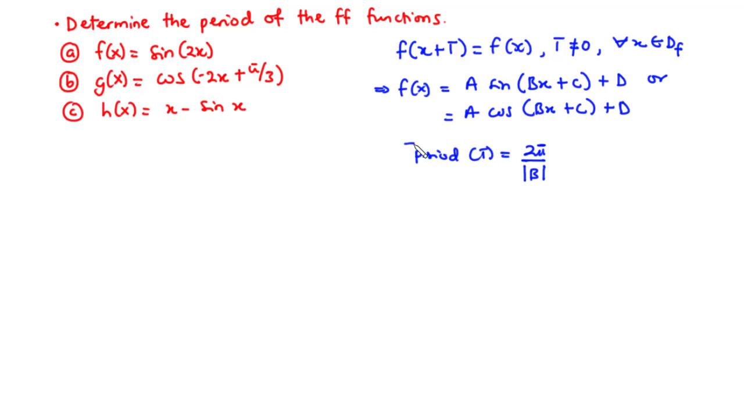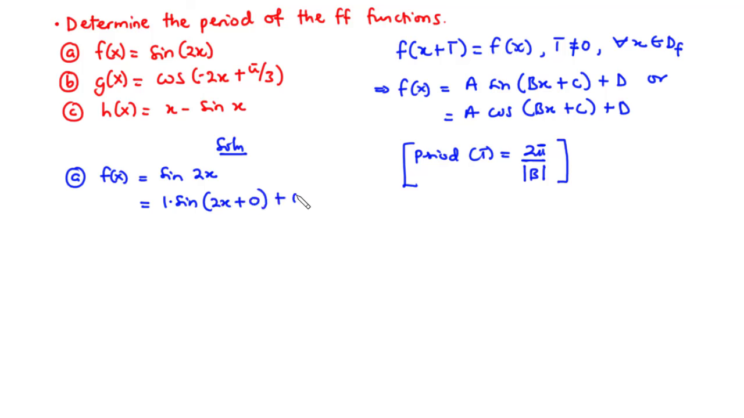So basically, this is where our interests lie. To find the period, we are first of all going to find the value of b, and that is equal to 2 pi over the absolute value of b. Now, having this in mind, let's try these questions. So for a, we have f of x equals sine 2x. Now we can represent this function as 1 times sine 2x plus 0 plus 0. Now comparing these two equations, you realize that b is equal to 2.